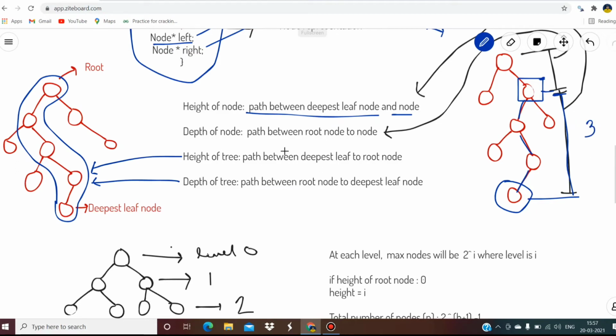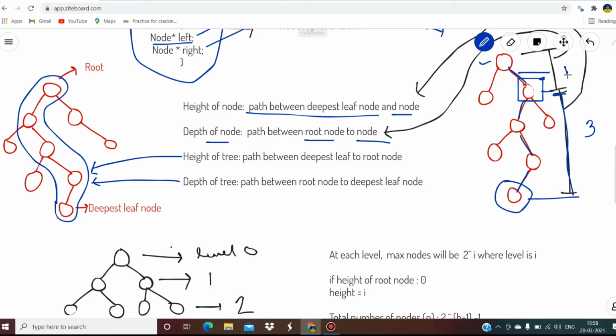Now we need to find what is the depth of a node. For finding the depth of a node, we need to calculate how many edges are there between the root node and that particular node. So we need to check from the root node to that particular node. Basically there is only one edge, so the depth of this node is 1.